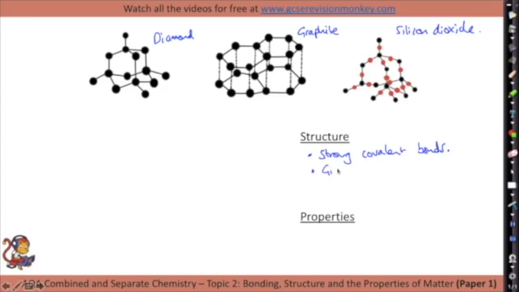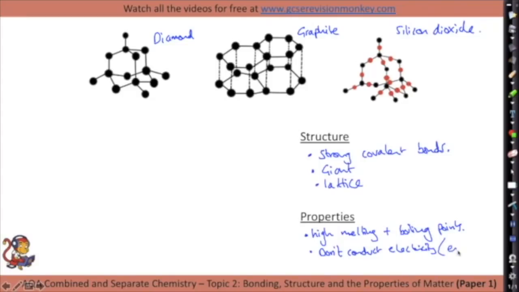They are giant structures, lattice structures, and this gives them very particular properties. Unlike the small simple molecules, these giant covalent molecules actually have very high melting and boiling points, and as a rule they generally don't conduct electricity. Except graphite, and we'll explain why that does so in just a sec.